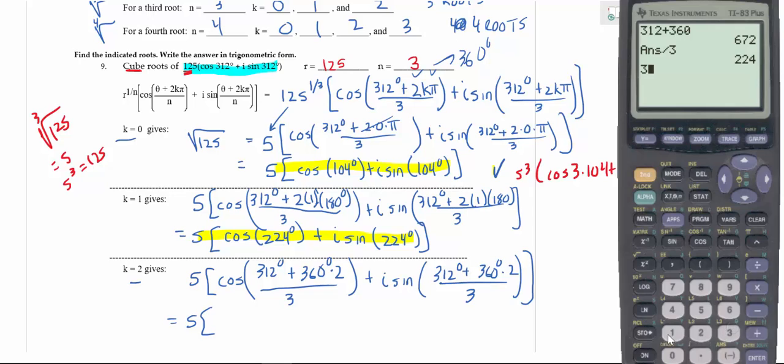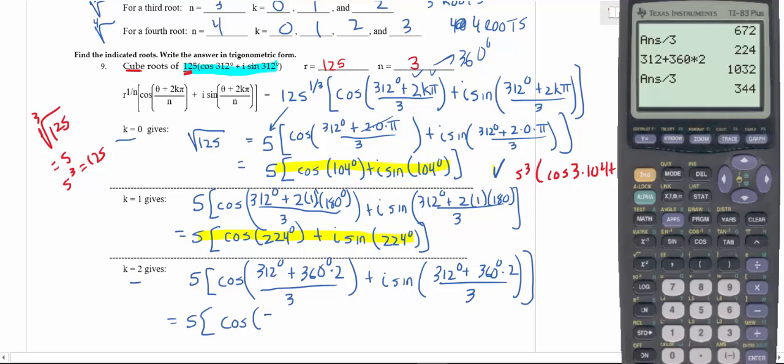So we're going to do 312 plus 360 times 2. Get that answer, divide by 3. That's going to give 344. So we have the cosine of 344 degrees plus i times the sine of 344 degrees. Okay, like that. So that would be the third cube root.